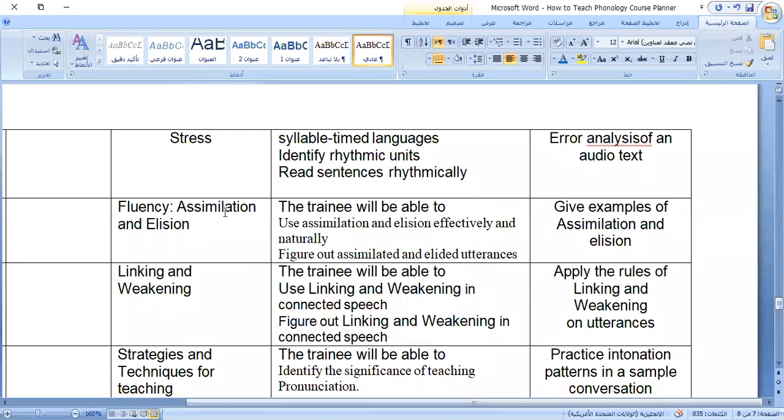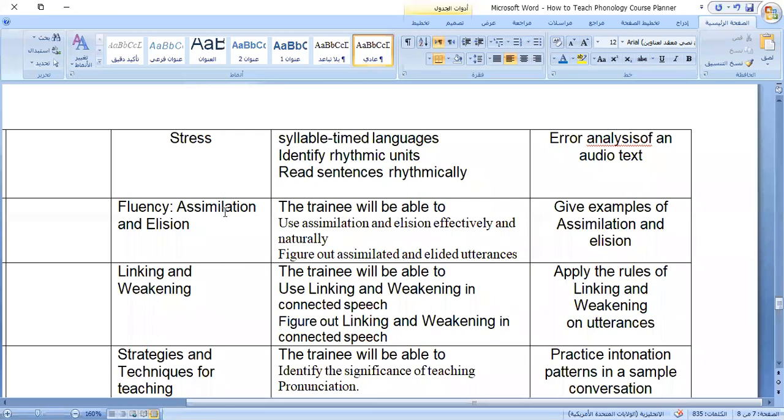Elision means a sound is deleted. Okay. A sound is deleted. When some sounds come together, one of these sounds may be deleted, like "friends." Okay, in "friends," the d sound occurred between two consonants, so it is deleted, and so on.